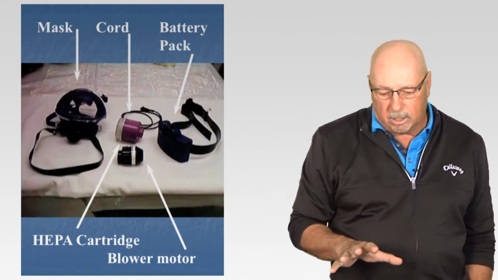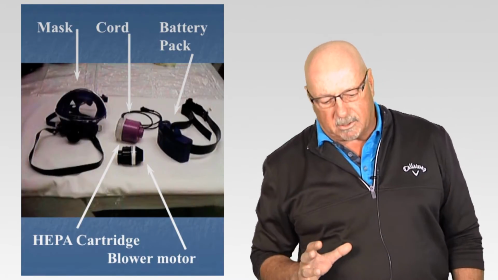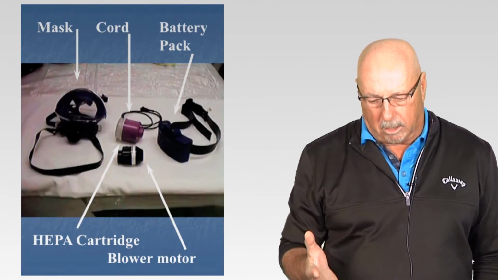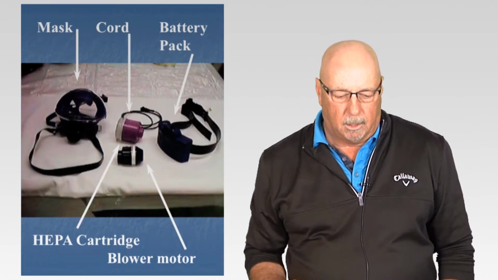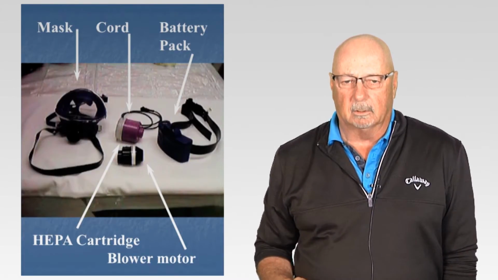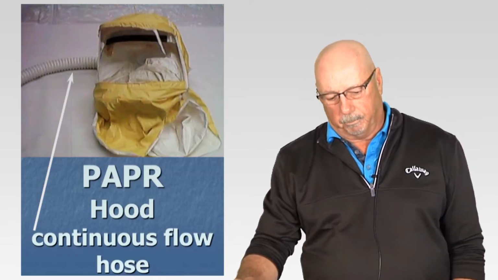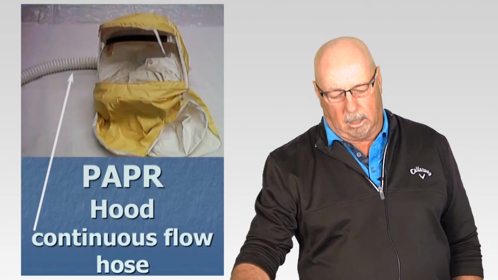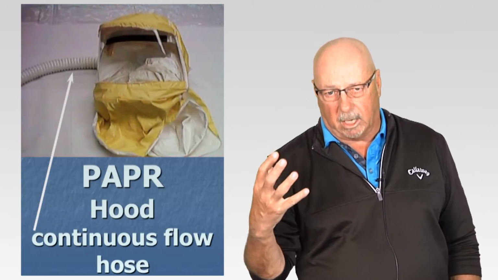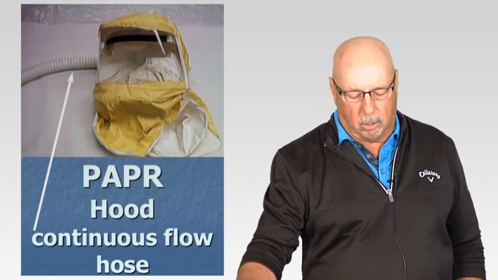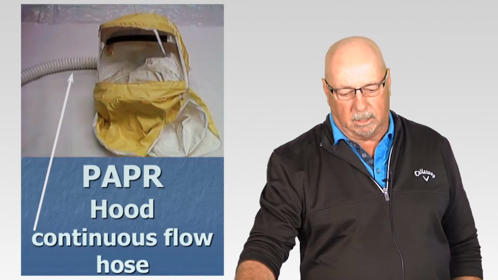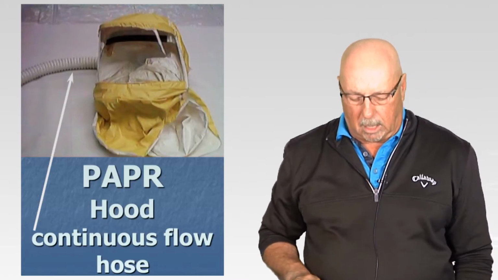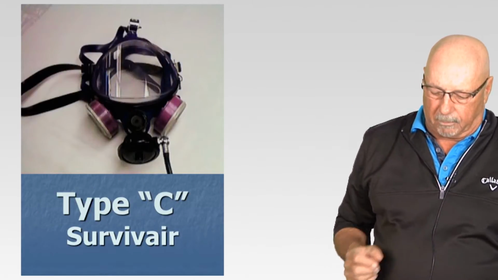So the components of that PAPR, you're going to have a mask, you're going to have some cord, you're going to have a motor and a fan and a cartridge, and then your battery pack. And there are different brands who manufacture PAPRs. Here's a type of PAPR that's a hooded type of protection versus the face-fitting type. You put this whole hood on, and you've got air that's being dumped into the hood space, and it's clean breathing air that's been purified.